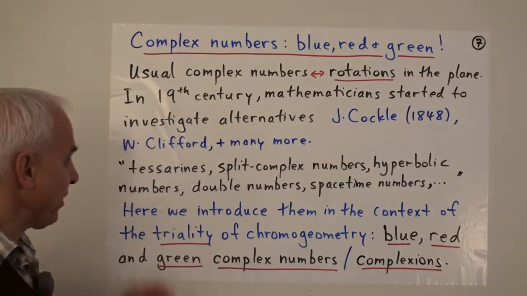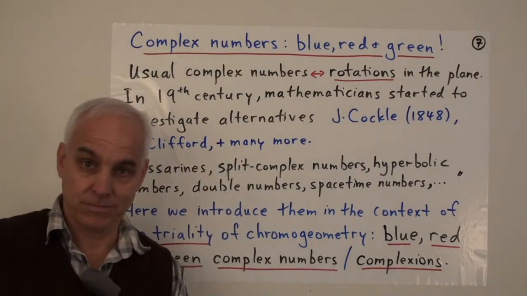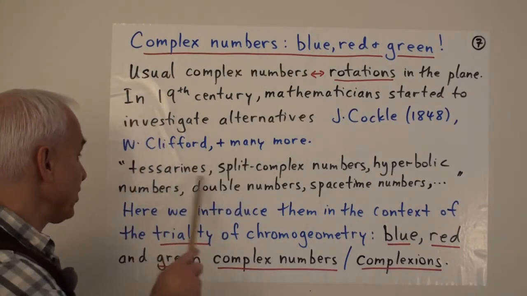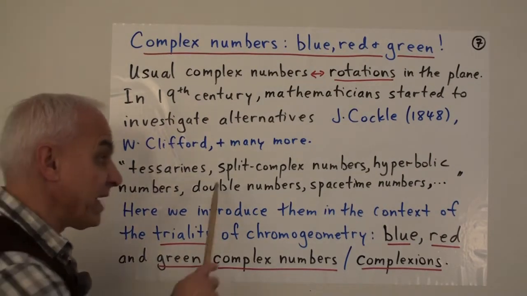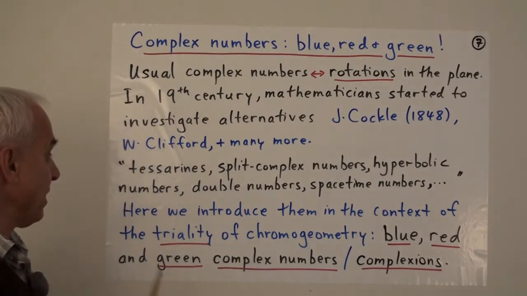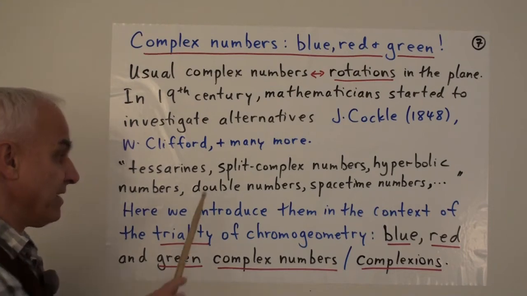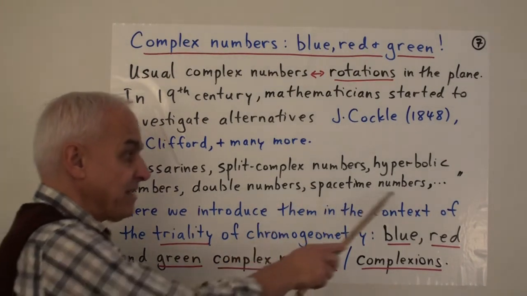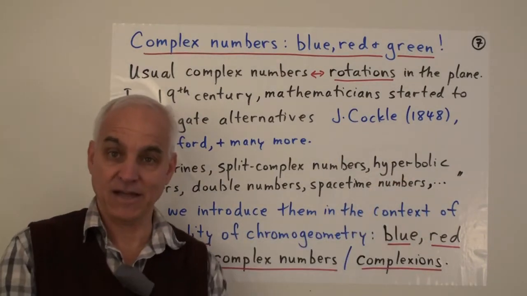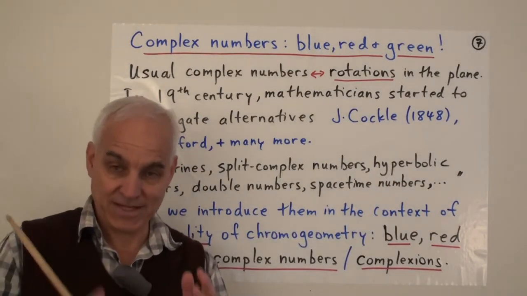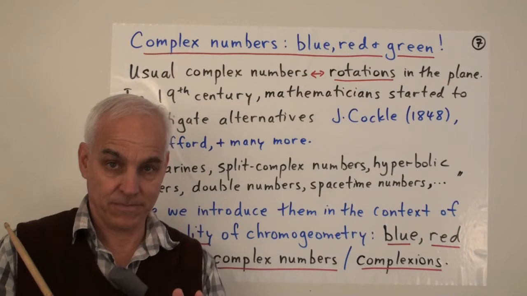And so there is a plethora of names for them. They were originally called tessarines, I think, by Cockle. They're also called split complex numbers, sometimes hyperbolic numbers, double numbers, space-time numbers, and probably one could add another half dozen different names for the same essential object.